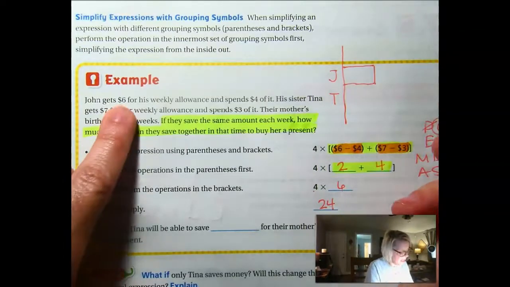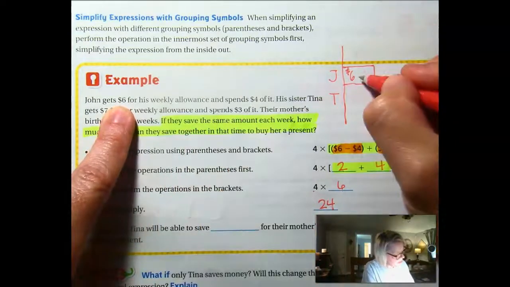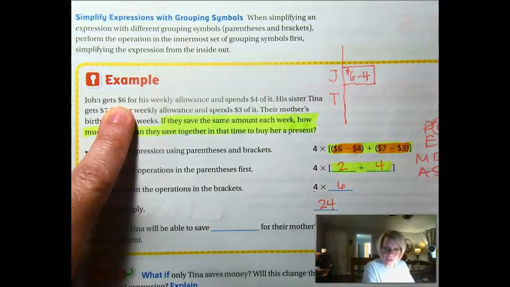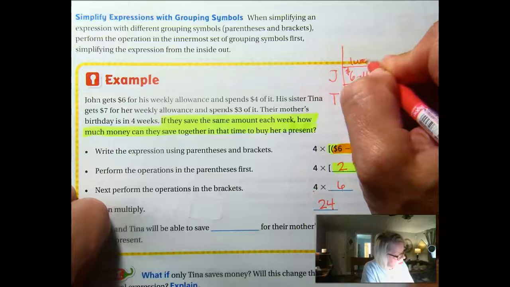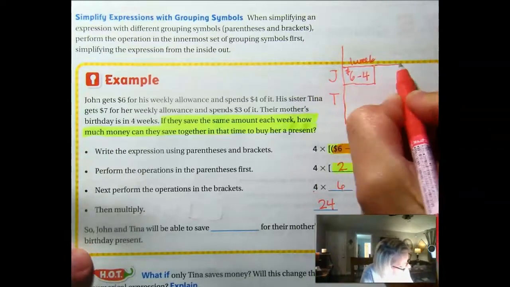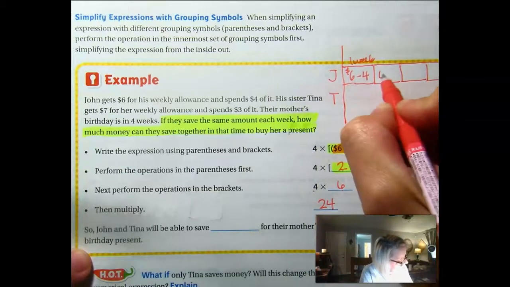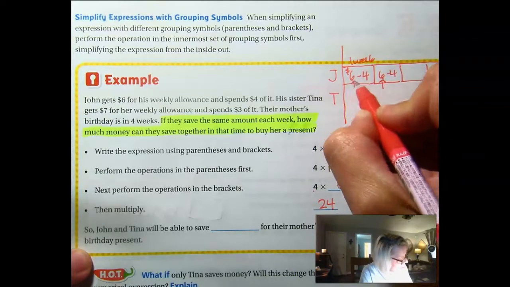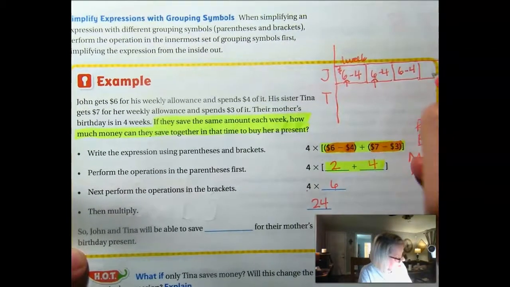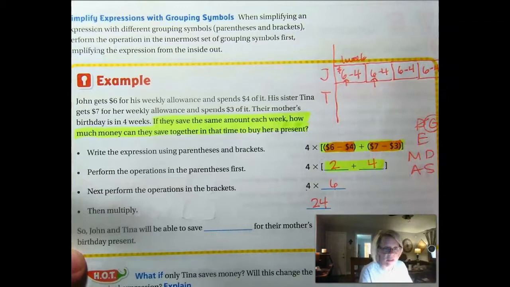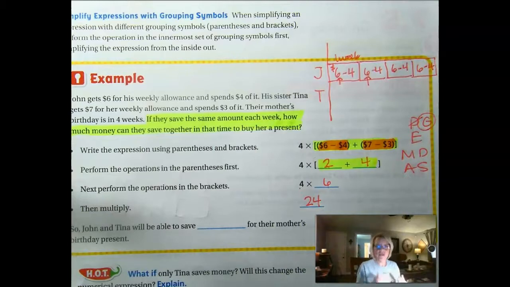Here's John's amount. Here's what he does. He gets $6, but he spends 4 of it. So 4 is going away. They're going to do this for 4 weeks. If this represents 1 week, then this represents another week. We're going to make 4. Every week he gets $6 and he spends $4. He gets $6 and spends 4. He gets $6 and spends 4. Do you see what that's doing right there? So he's going to be able to save $2 each week.